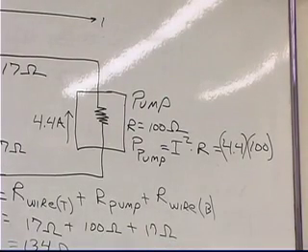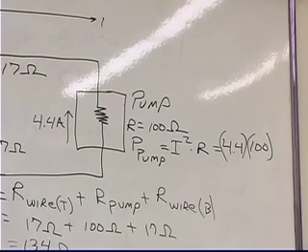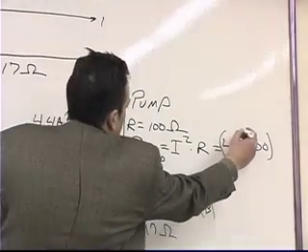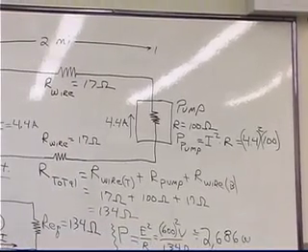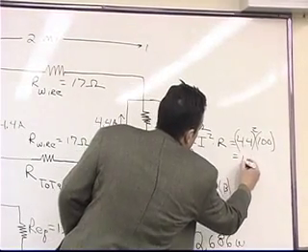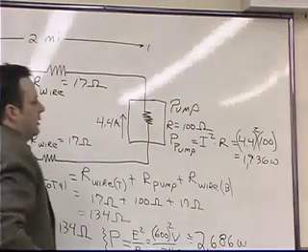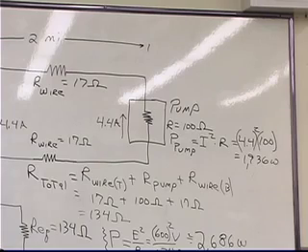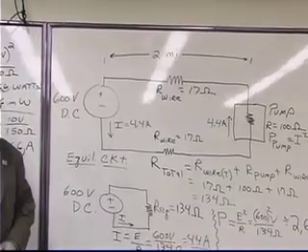What do you get when you do that? 4.4 times 100. Is it 4.4 squared? Oh, thank you. 4.4 squared times 100. 1936. That's equal to 1,936 watts. Are we all in agreement on that? Okay.